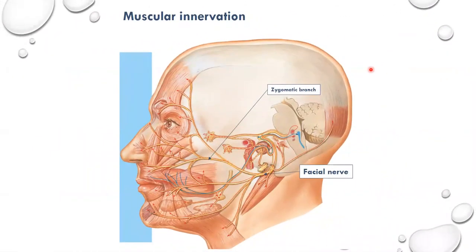Okay, for the muscular innervation of the external nose, it is by the facial nerve. Which branch? The zygomatic branch of the facial nerve. Just for your information, the facial nerve has five branches. I know you already learned this in your nervous system, so you must remember the branches of the facial nerve. One of them is the zygomatic branch, which supplies the muscular innervation for the external nose.